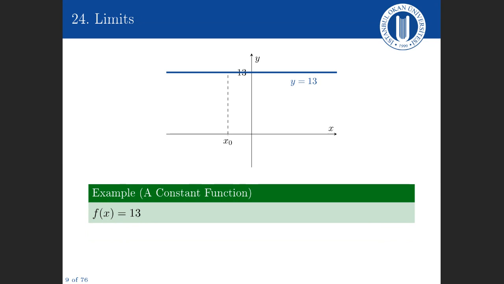Next, a constant function. And we could choose any number. Let's just suppose we have the constant function f of x is equal to 13. What is the limit as x tends to some point x0 of 13? x is close to x0. The function is up here. It's easy to say the function is close to 13 because the function is always equal to 13. The limit as x tends to x0 of 13 is equal to 13. And that's true for any constant number.